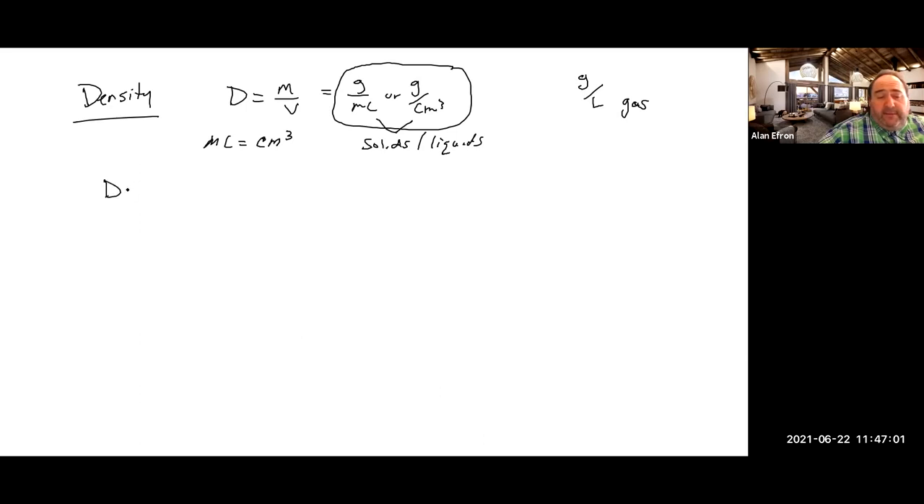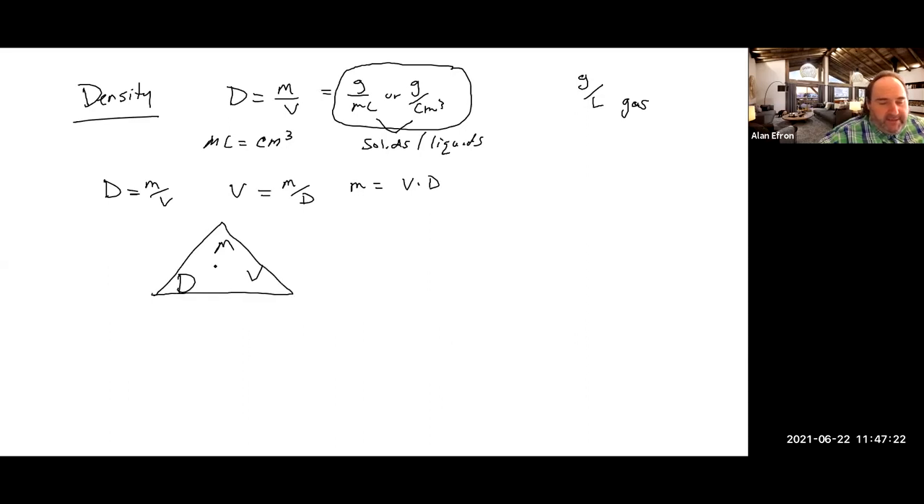That is a formula, which means you can rearrange it. You could solve for the volume. The volume would be the mass divided by the density. You could also solve for the mass, which would be the volume times the density. Sometimes people remember this by our good friend, the DMV triangle. Everybody loves the DMV. There we go. Density is mass divided by volume. Volume is mass divided by density. Mass is density times volume. So again, that's a way sometimes people will remember density.